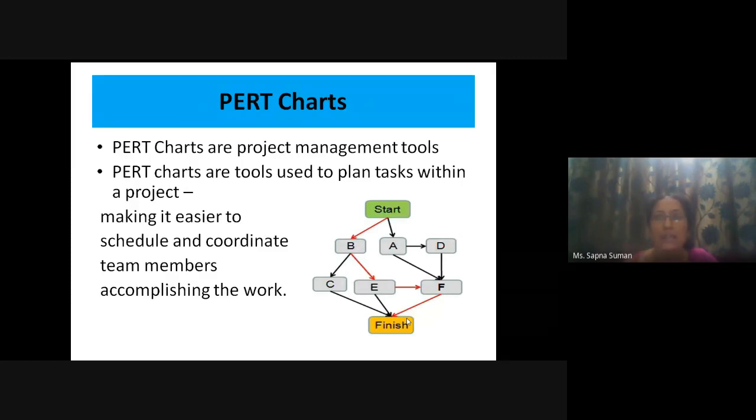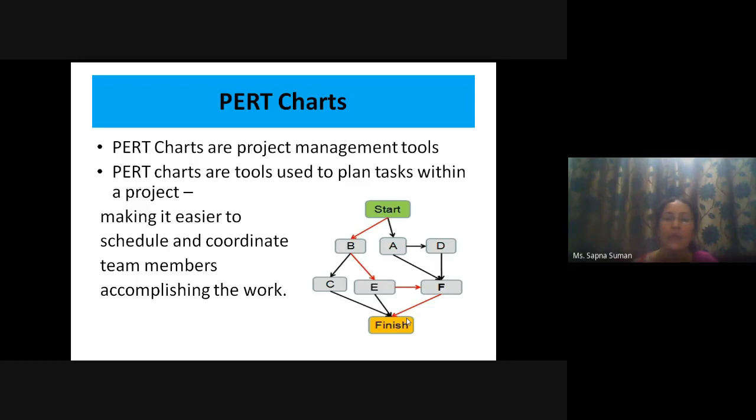That is the tasks, the various tasks that have to be completed within the project, and these are known as nodes. These are some of the technical terms that we will use. Nodes are nothing but the various events or the tasks, and they are represented by rectangular boxes or circles. We can have circles also in place of rectangular boxes.